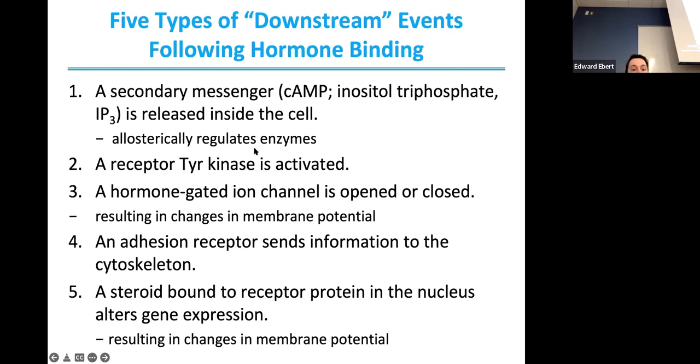And these will allosterically regulate enzymes inside the cells. We might see a tyrosine kinase, so we get a phosphorylation cascade, or we'll see a hormone-gated ion channel, just like we saw, was it voltage-gated ion channels? You change the potential across a cell and a channel will open or close. Here we have a hormone-gated one where it binds to a particular spot and opens it or closes it.